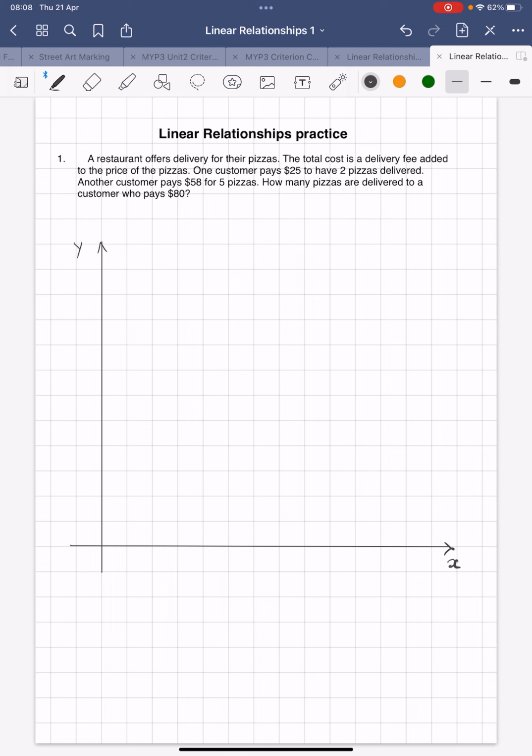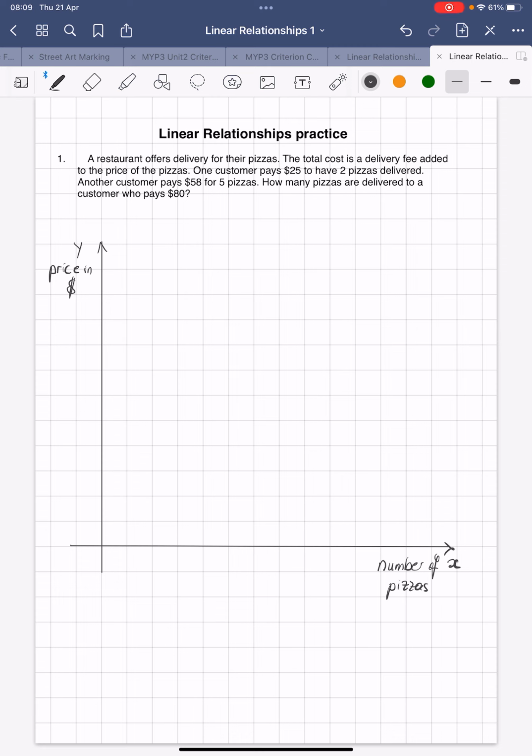And on the x-axis, you are going to put the number of pizzas, because the price is going to depend on the number of pizzas. So on your y-axis goes the price that they pay. So this is the price in dollars.